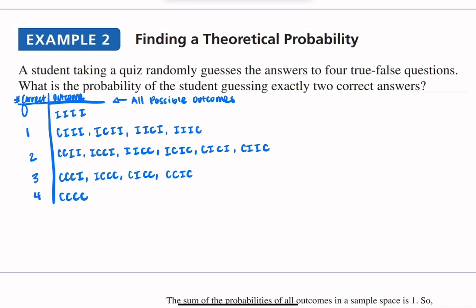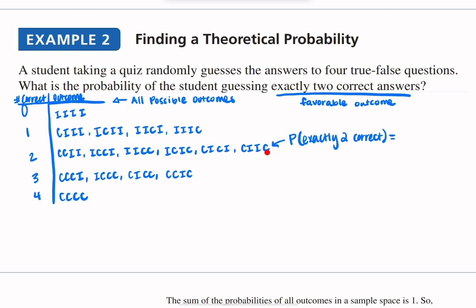Okay. What they're asking is the probability of the student guessing exactly 2 correct answers. So that is the favorable outcome. That's what I want to know. So the probability of getting exactly 2 correct. So I'm looking at these outcomes right here. I have 1, 2, 3, 4, 5, 6. That's 6 over my total number of outcomes. I have 1, 2, 3, 4, 5, 6, 7, 8, 9, 10, 11, 12, 13, 14, 15, 16.